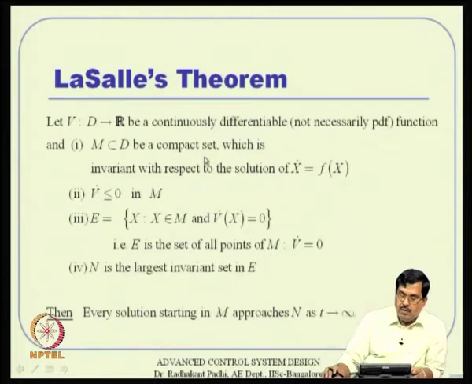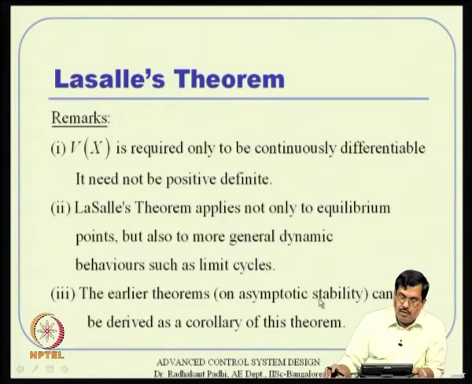M is invariant with respect to the solution set. Then in that M it also turns out that V dot is less than or equal to 0. Then I define E as the set where V dot is equal to 0, and N is the largest invariant set in E. So, it tells you that if I start with M, then I will approach N ultimately. Let us see one example, and then the ideas will be slightly more clear.